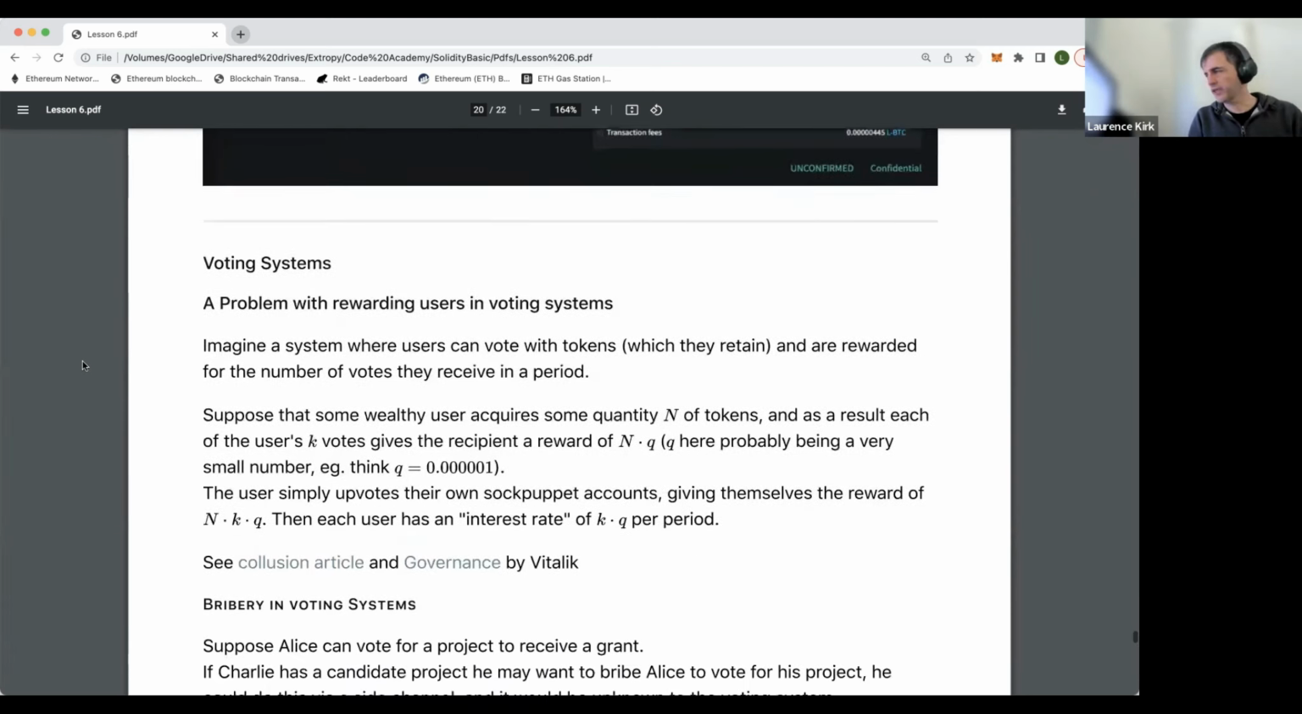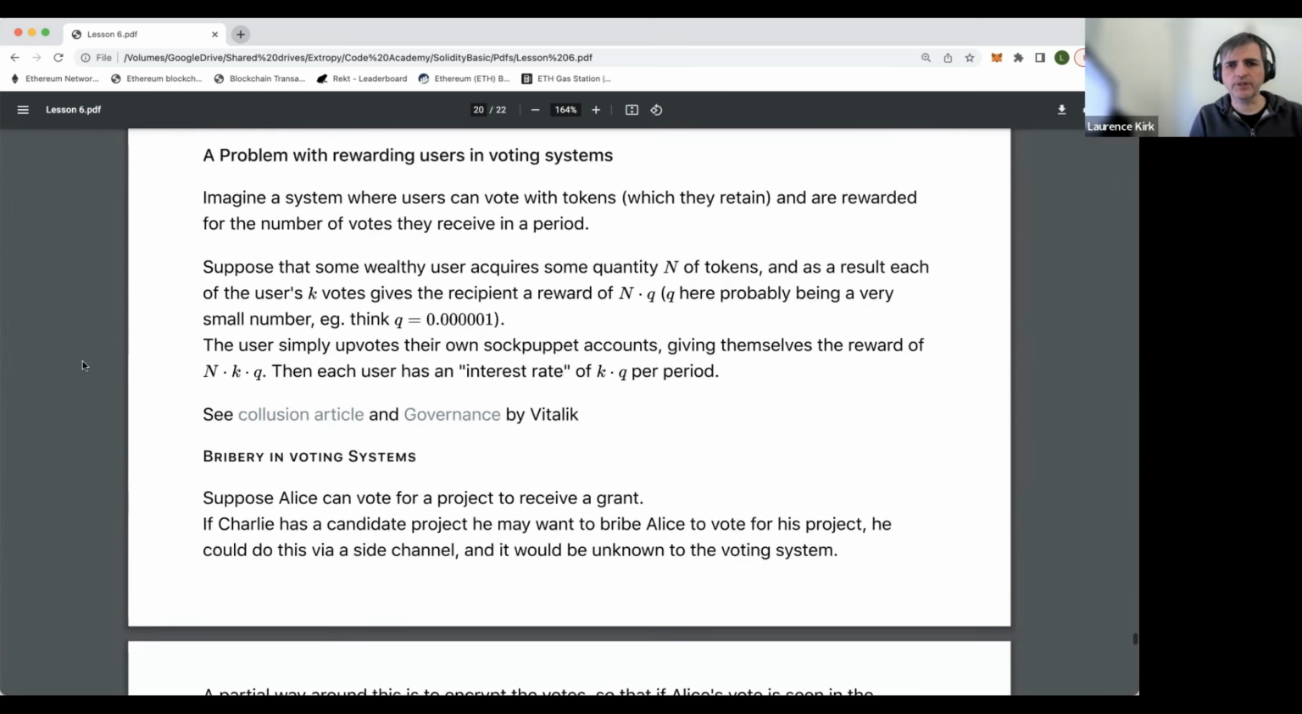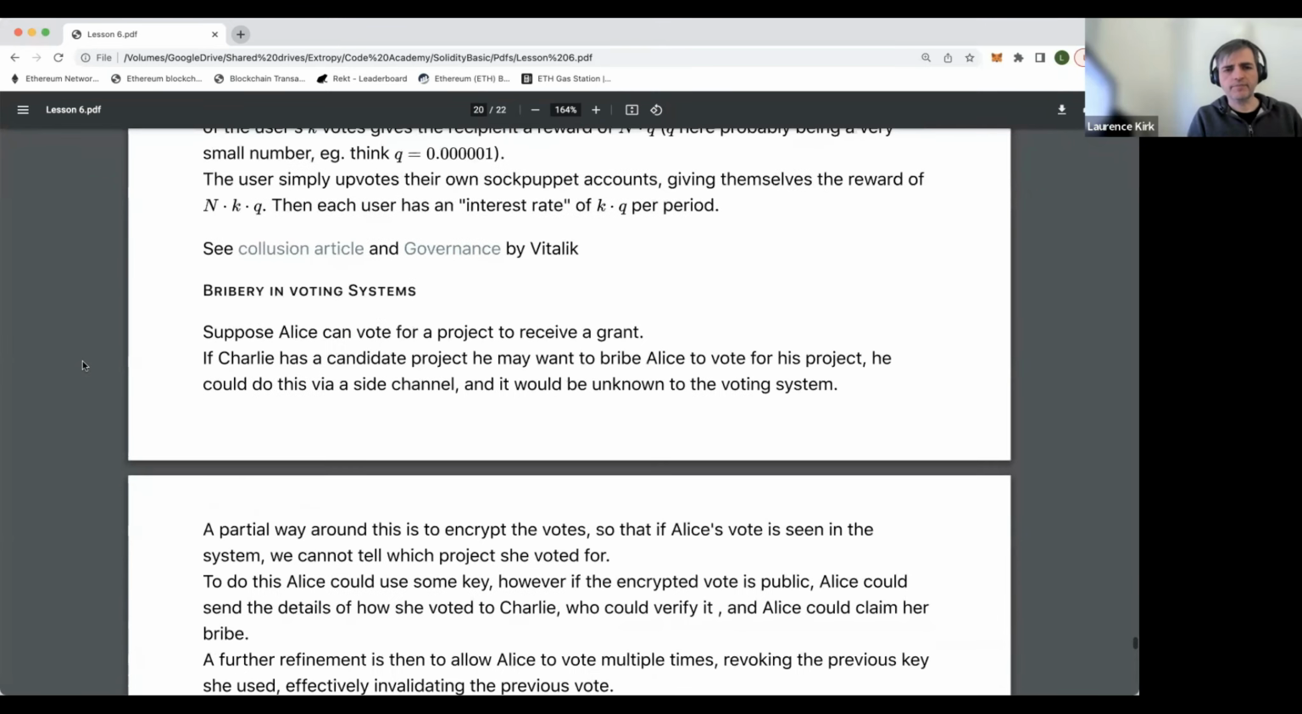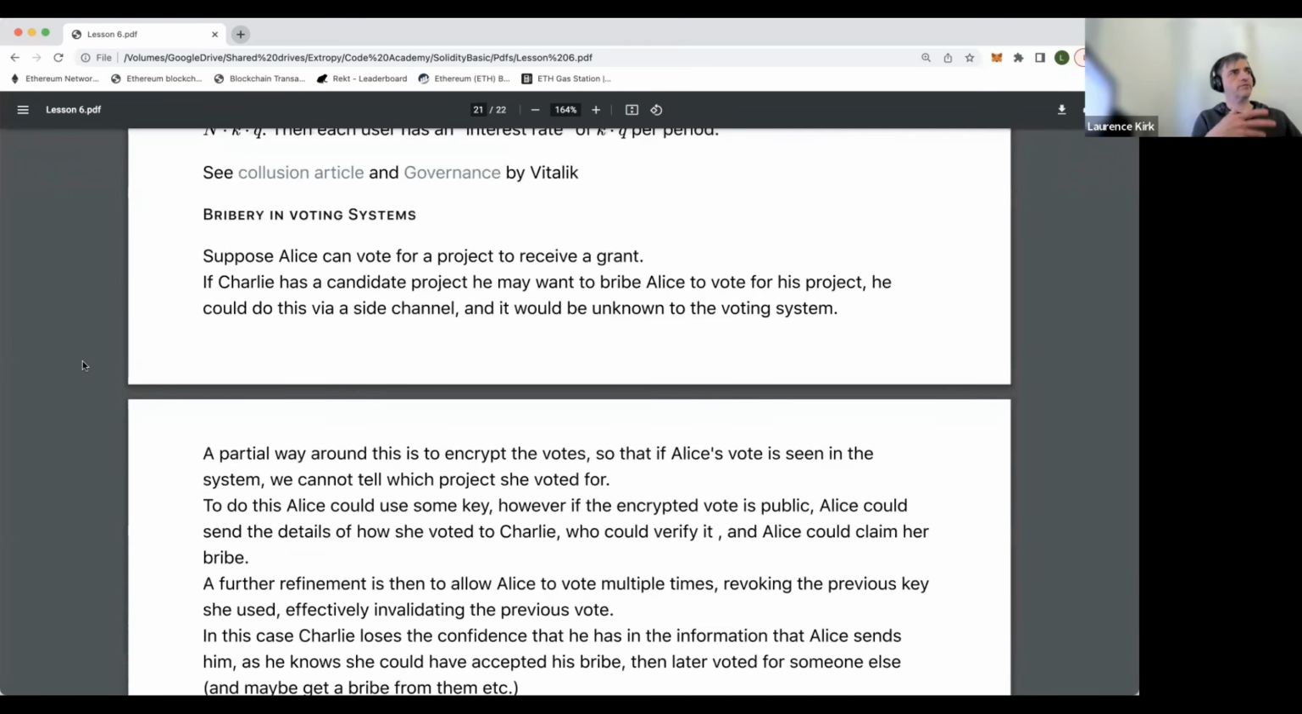An interesting project, again, I'm not going to have time to go into it, is around voting systems and how to prevent bribery with that. Because if somebody is going to vote in a system, somebody could bribe them to vote in a certain way, and then the voter could show the person who bribed them that they did indeed vote in the way that they wanted.